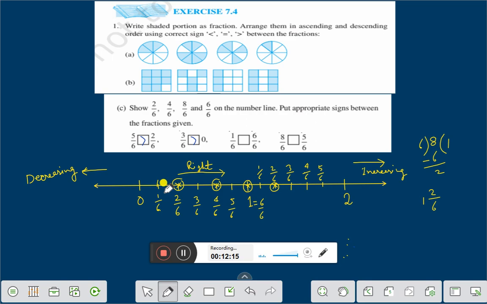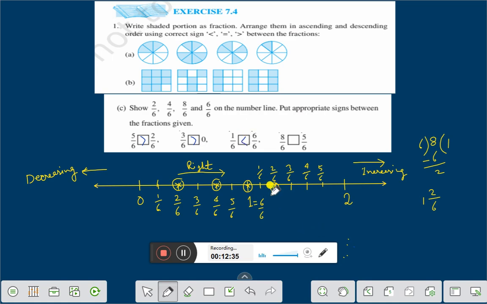Right? 1 by 6 and 6 by 6. This is 1 by 6 and this is 6 by 6. 6 by 6 is 1. That means 6 by 6 is greater than 1 by 6. Why? Because 6 by 6 is on the right side of 1 by 6. That means 6 by 6 is greater than 1 by 6, or 1 by 6 is less than 6 by 6.